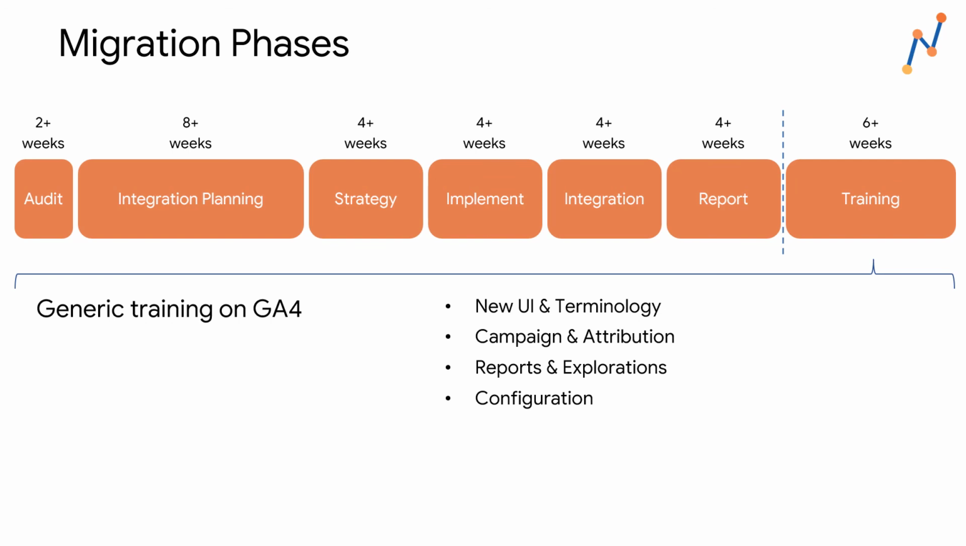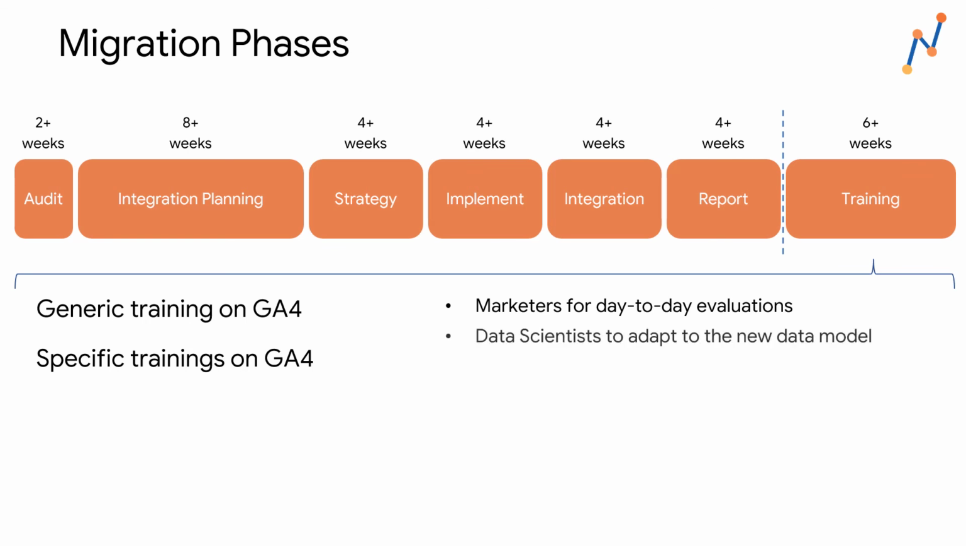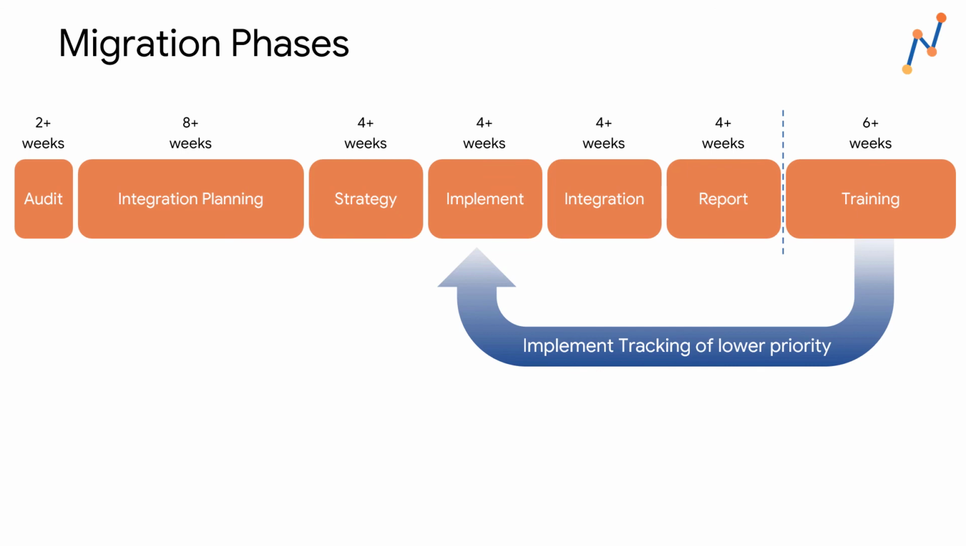Additionally, some people should also be trained on more specific topics for GA4, like for instance, marketers should know how to do their day-to-day evaluations, and data scientists could be trained to adapt to the new data model. And once you're done with the last phase of the migration process, no matter if it's training or report, you'll have to loop back to the implementation phase to take care of the tracking with lower priority. If this can be done in one go, perfect. Otherwise, you simply go through the phase again.